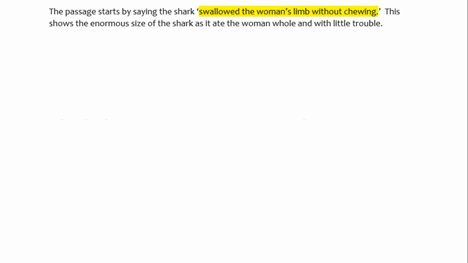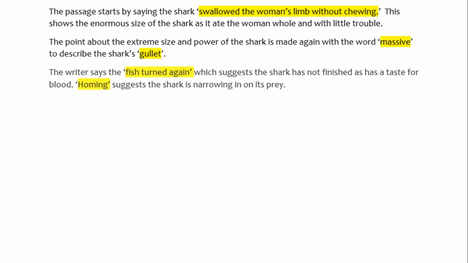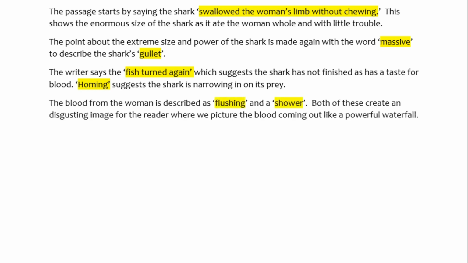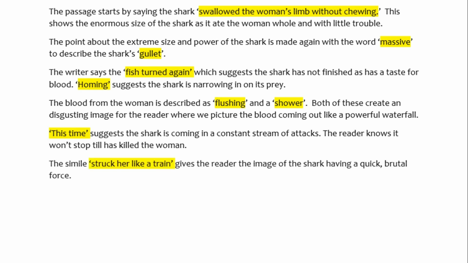So that first one, we say the passage starts by saying the shark swallowed the woman's limb without chewing. This shows the enormous size of the shark as it ate the woman whole with little trouble. The point about the extreme, okay, that's the one I've already made. The writer says the fish turned again, which suggests the shark has not finished and has a taste for blood. Homing suggests the shark is narrowing in on its prey. This time suggests the shark is coming in a constant stream of attacks. The reader knows it won't stop until it has killed the woman. The simile struck her like a chain gives the reader the image of a shark having a quick, brutal force.